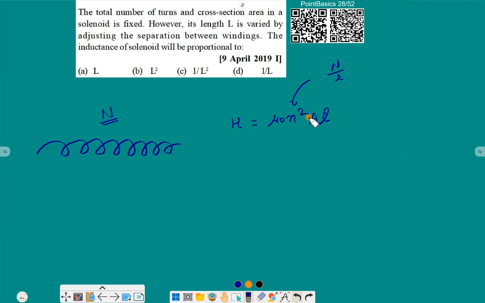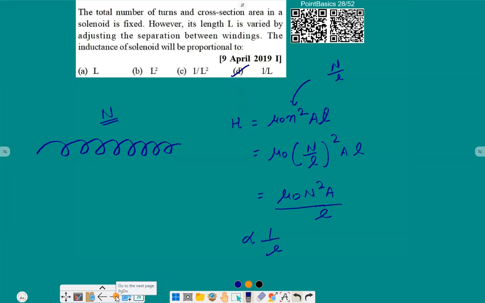So we will not use this formula here. We will substitute the value of small n. So it will be mu naught capital N by length into A L, and it will be mu naught N square A by L. So here mu naught is constant, total number of turns are constant, area of the coil is constant, it is cross-sectional area, and length is variable. So we can say the inductance of the solenoid is inversely proportional to length of the solenoid. That is option D for us.